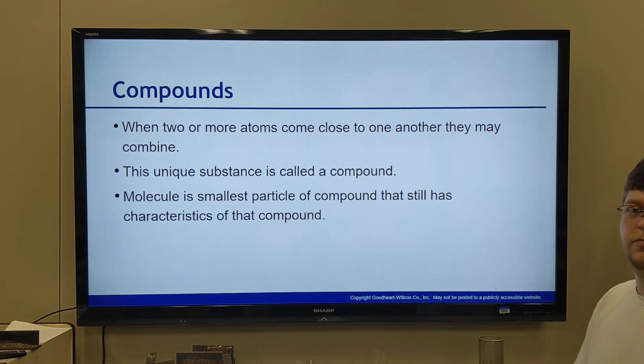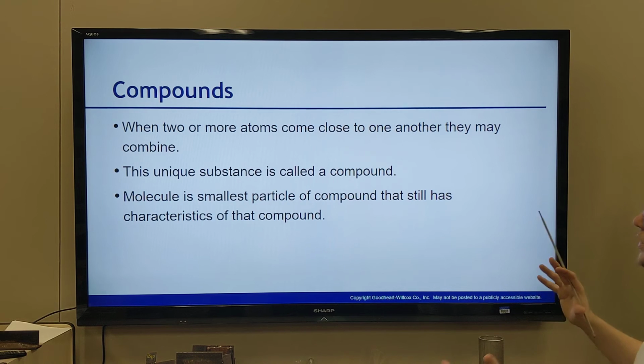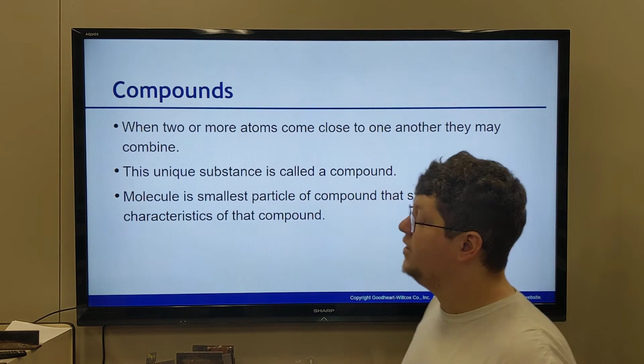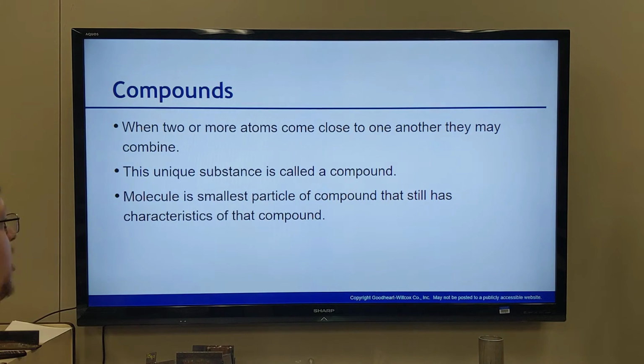Water is a compound. The smallest part of water is this compound, H2O, which is the molecule. So the molecule is the smallest particle of a compound. It still carries the characteristics of that compound. If I was looking at the smallest part of water, H2O, that is my smallest molecule. If I take 1 hydrogen away from it, it becomes HO, and it's no longer water. If I take the oxygen away from it, now it's just 2 pieces of hydrogen.